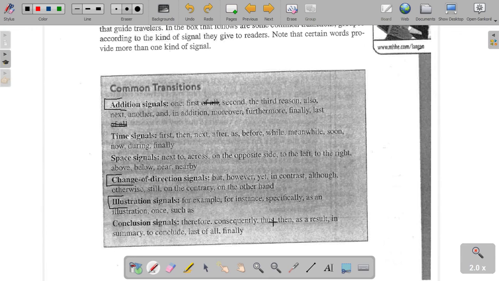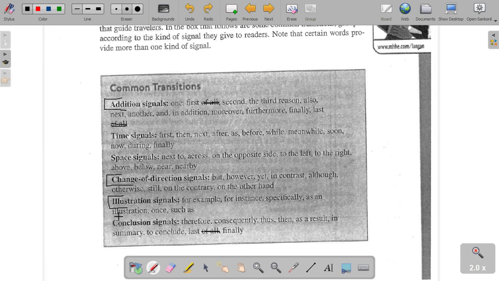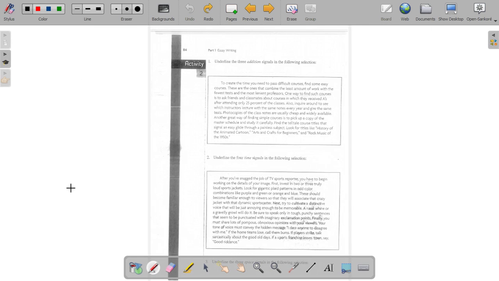So you have for example, for instance, specifically, as an illustration, once, and such as. And then conclusion: therefore, consequently, thus, then, as a result, in summary, to conclude. Last of all, again, cut out the of all part, and then finally. So those are all helpful. And again, they're not helpful unless you actually remember to use them. I'm not saying you have to memorize the list, but it's not a bad idea to know them well enough that you can pull one out when you need it, and you don't have to think too hard about it.